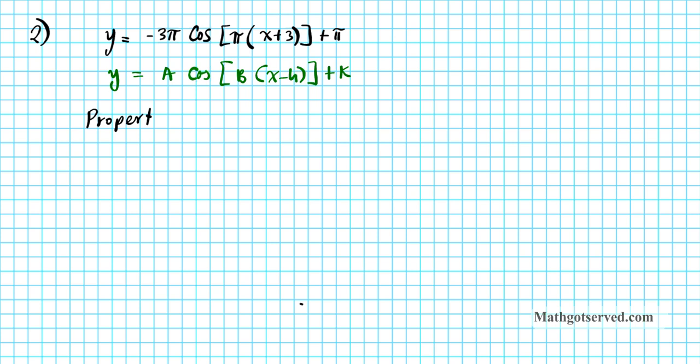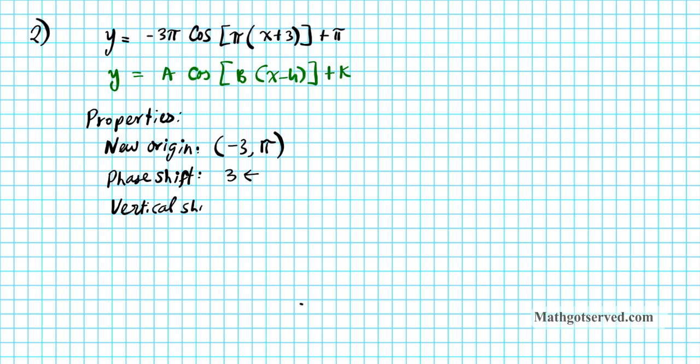Properties. Let's start with the new origin. Our new origin is h, k. So our new origin is going to be, you take the opposite of the number next to the x. Since you notice the signs do not match, negative 3, and then k is pi, negative 3, pi. So this tells us what our phase and vertical shifts are. So our phase shift is negative 3, so it's 3 units to the left. And our vertical shift is the y-axis. So since it's pi, it's going to be pi units upwards, and it's positive.